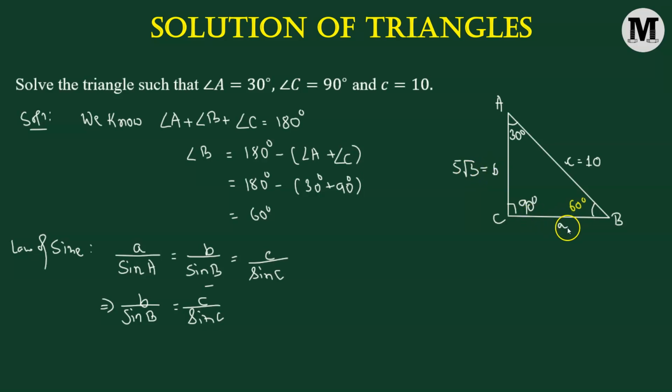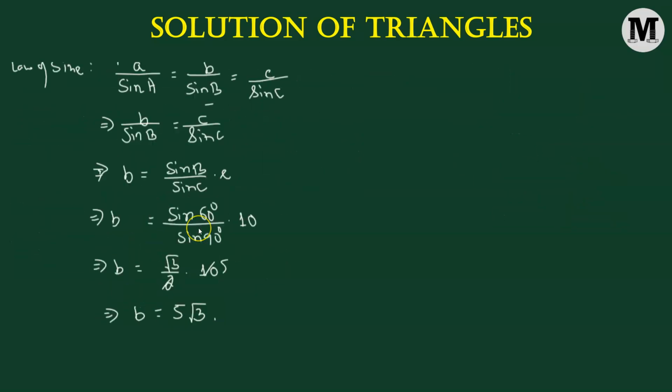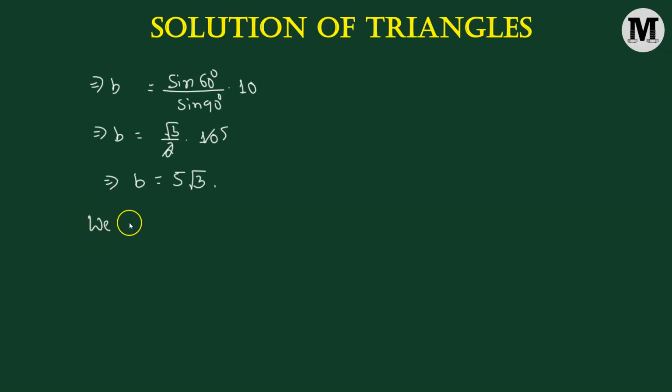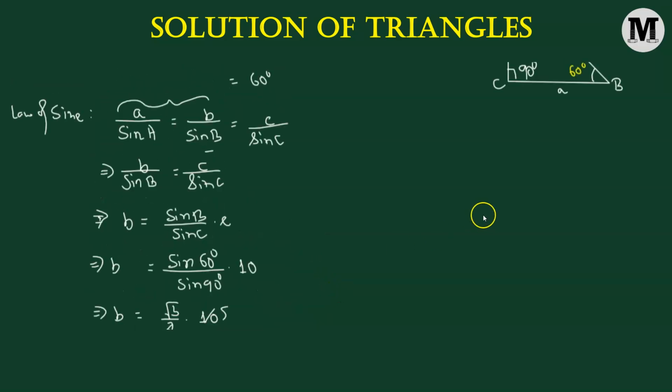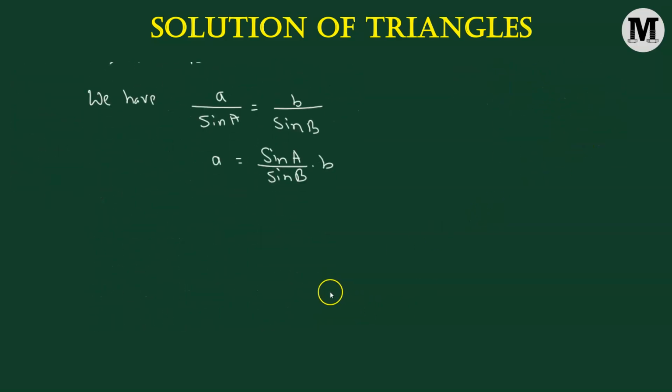Fine. Now let's try to obtain the value of a here. To find out the value of a, we're going to consider the first two ratios. So we have a over sine of angle A equals b over sine of angle B. Fine. So we need to obtain the value of a. So a is going to be equal to sine of angle A divided by sine of angle B multiplied to b. So what are A and B? A is 30 degrees, B is 60 degrees. So we have sine 30 degrees divided by sine 60 degrees multiplied to b.